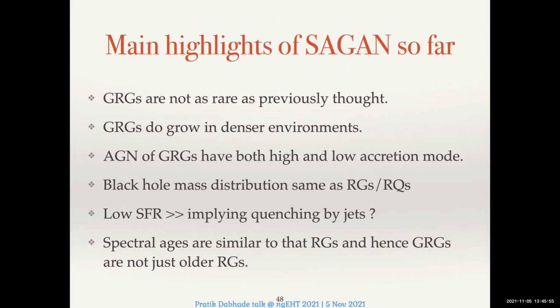They have both high and low accretion modes. Their black hole masses are very similar to those of RGs or quasars. They mostly have very low star formation rates, probably hinting towards quenching by jets. And their spectral ages are really not that old compared to radio galaxies.